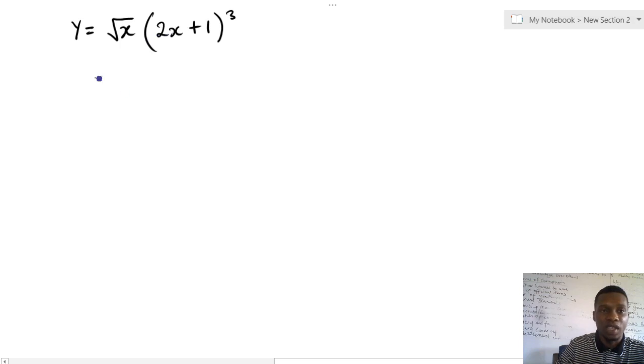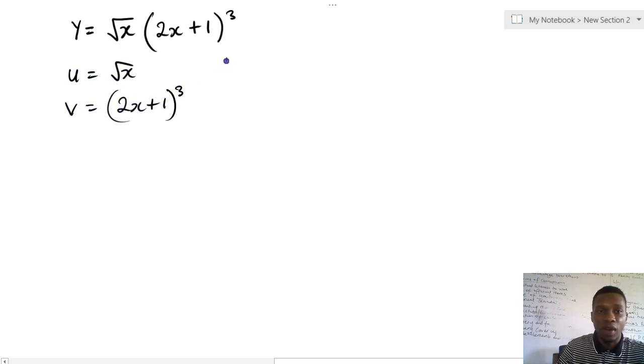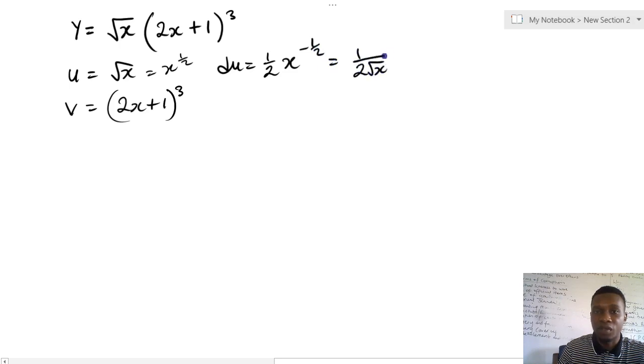Now, notice something. If our u is equal to root x, then our v is equal to 2x plus 1 raised to the power of 3. Then our du is what? Remember, we've done this, because if it is written as x to the power 1 over 2, our du will be 1 over 2 x to the power minus 1 over 2, which can be written as 1 over 2 root x, right? We've done that already.